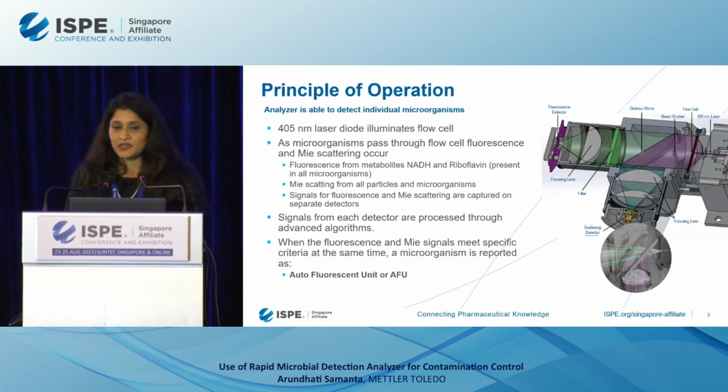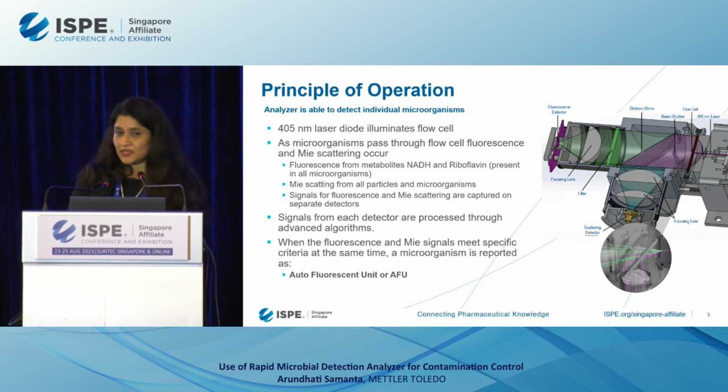What we have today is our online bioburden analyzer. It has a very different way of looking at microorganisms. It has a 405 nanometer laser. What it does is it pulls the water inside a flow cell, and then the 405 nanometer laser illuminates the water flowing inside the flow cell.